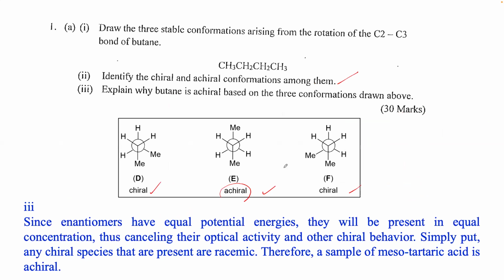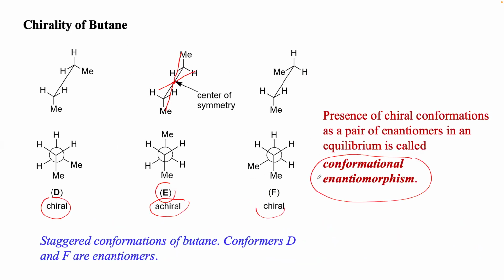Butane is overall achiral, but we have only one achiral conformation and there are two chiral ones. The problem is, they are equal in energy, D and F.